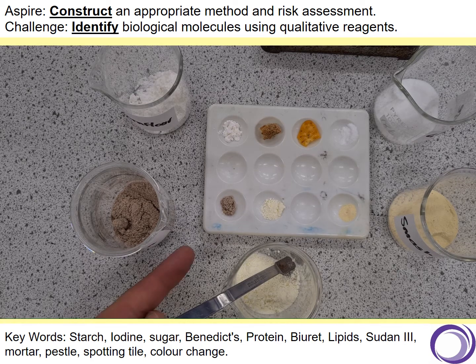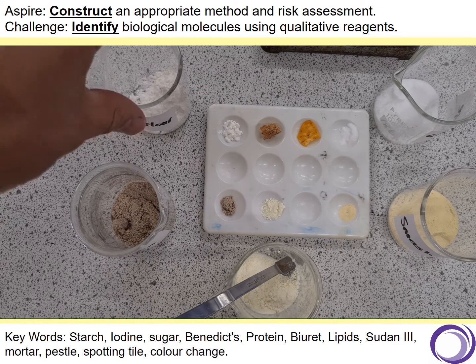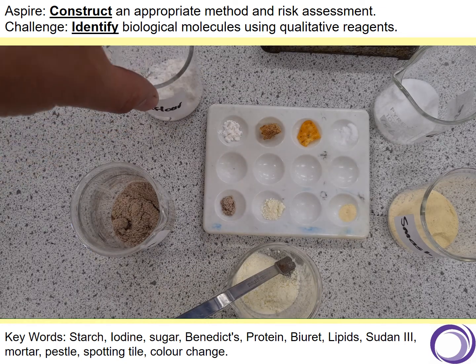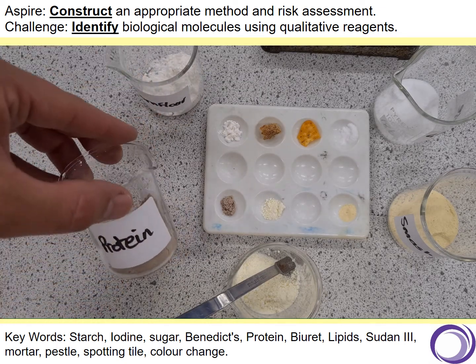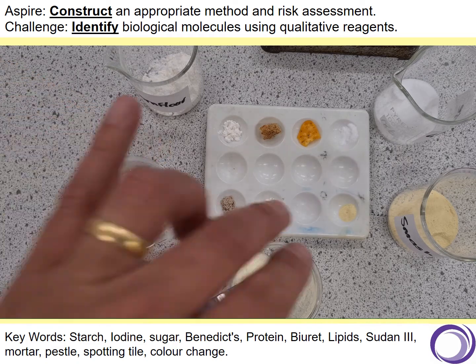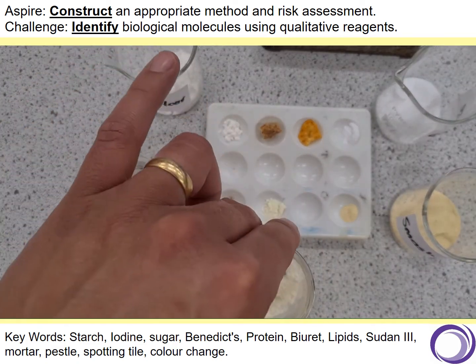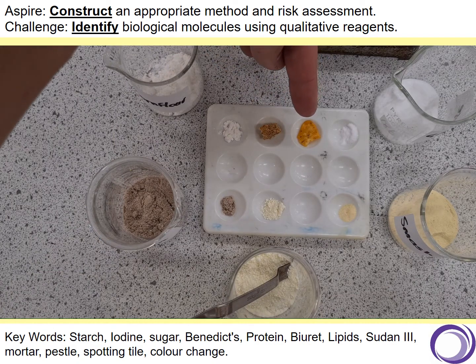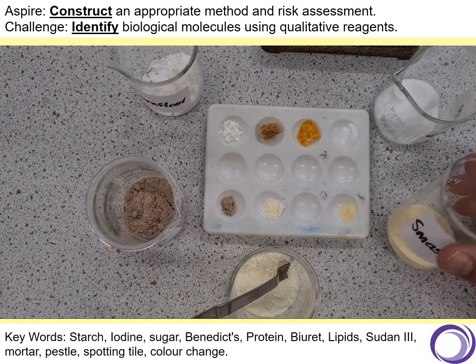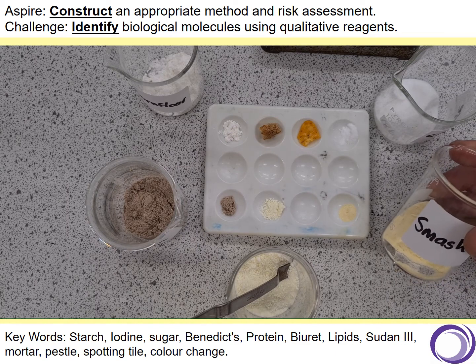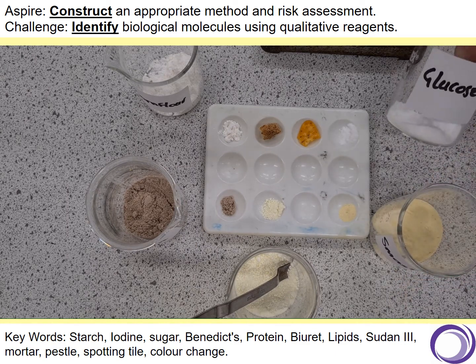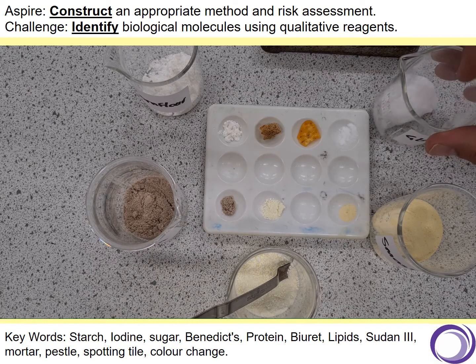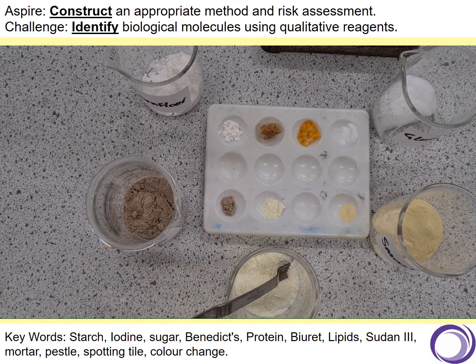So again, I'm using one of these spotting tiles, this white thing here, spotting tile, and I've put some different foods in. So this white one here is corn flour, this is protein powder, this one is some powdered milk, I've got some bread here, I've got my son's favourite crisp spicy Doritos here, and then I've got smash, which is like instant mashed potato, and some glucose sugar, pretty much. So the first thing I'm just going to do is I'm going to test these for starch.